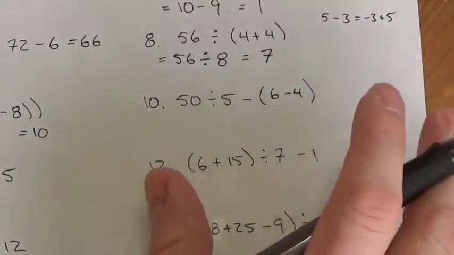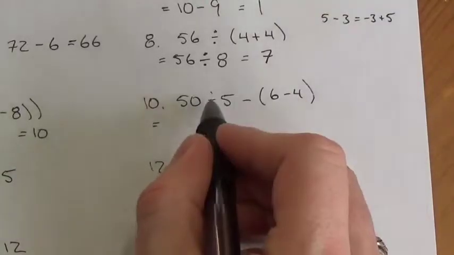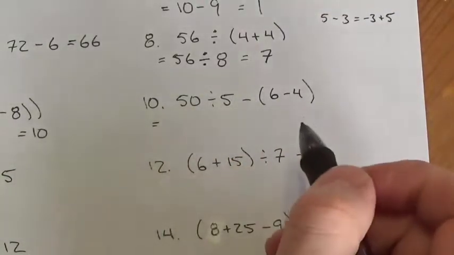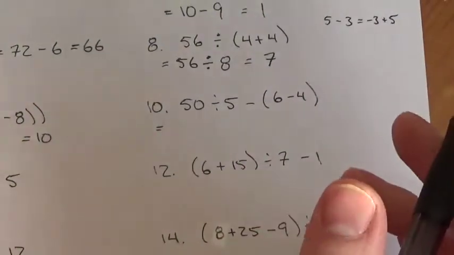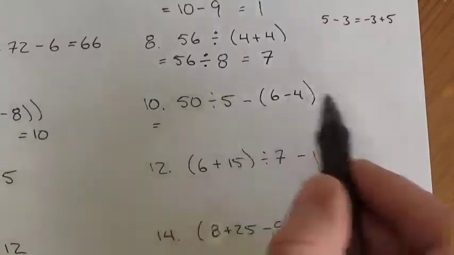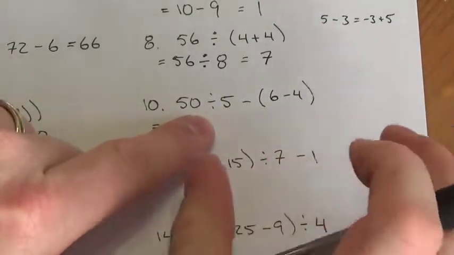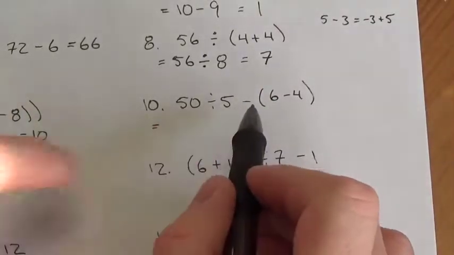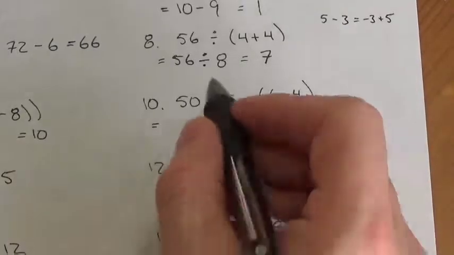Okay, now over here we've got division, subtraction, and then parentheses here. Now I could do a couple of these steps at the same time because I know subtraction is going to be the last operation that I do, and this division and this set of parentheses here aren't connected to each other. They are separated by that subtraction. So I can actually do this bit separate from this bit.